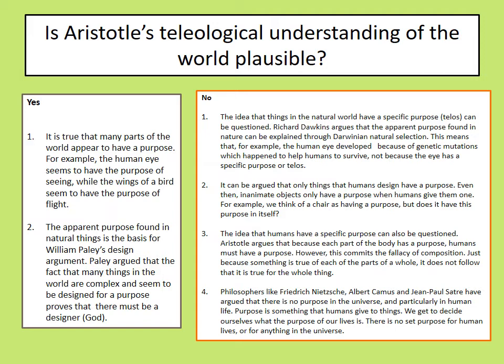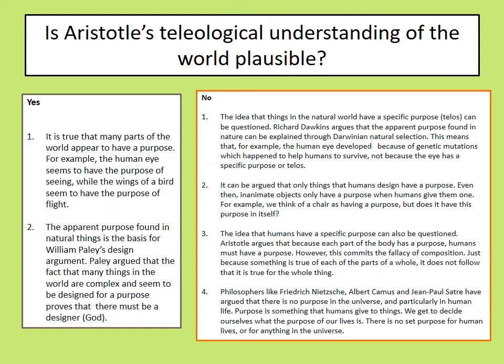However, let's have a look at the problems here, the no column. So for number one, the idea that things in the natural world have a specific purpose or telos can be questioned. Richard Dawkins argues that the apparent purpose found in nature can be explained through Darwinian natural selection. This means that, for example, the human eye developed because of genetic mutations which happened to help humans to survive, not because the eye has a specific purpose or telos.